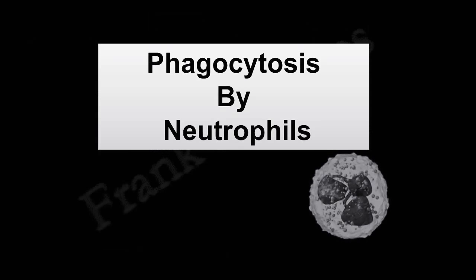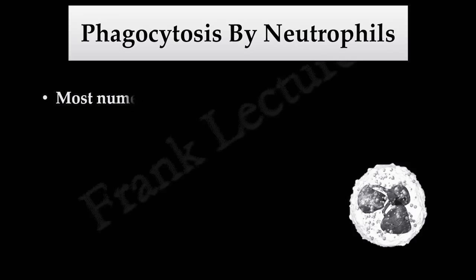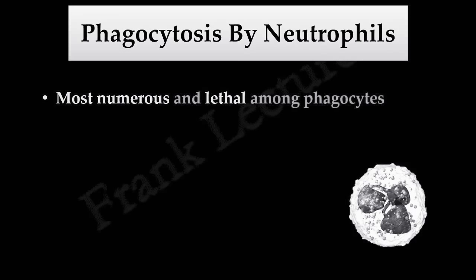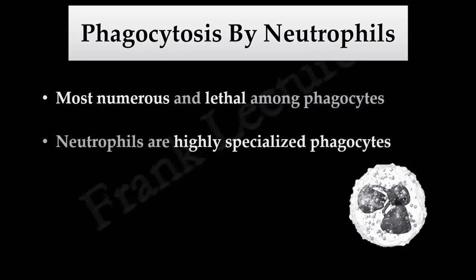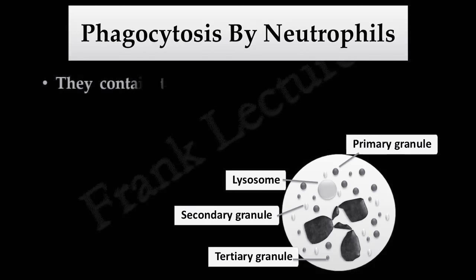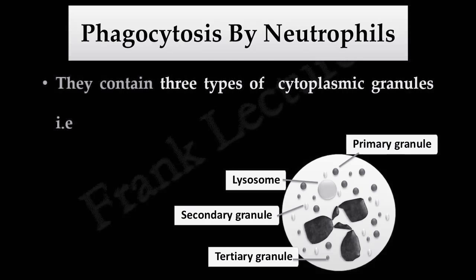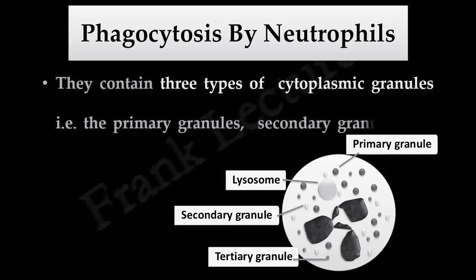Let us now see how phagocytosis by neutrophils is different. Neutrophils are the most numerous phagocytes, and also they are most lethal among phagocytes. They are highly specialized phagocytes. This is because they contain three types of cytoplasmic granules, namely primary granules, secondary granules, and tertiary granules. These granules contain diverse types of microbicidal substances and contribute to phagocytosis.